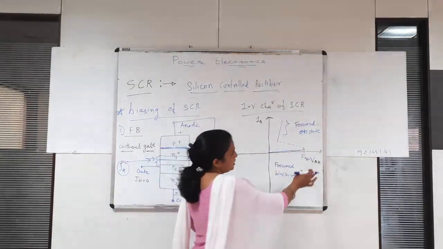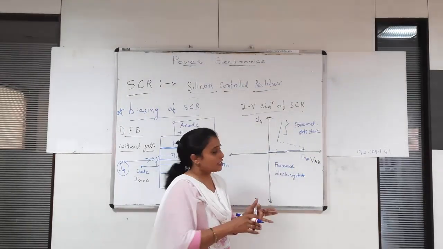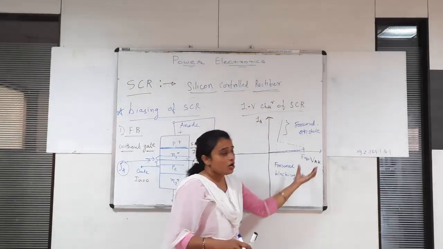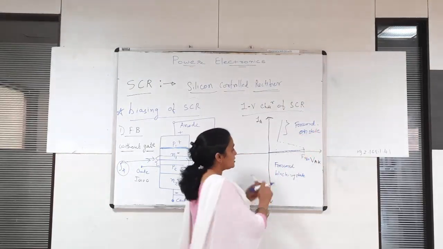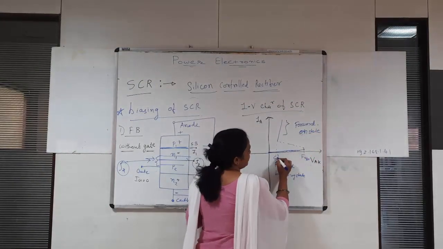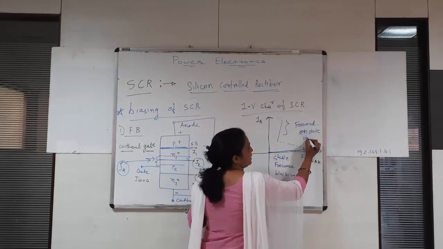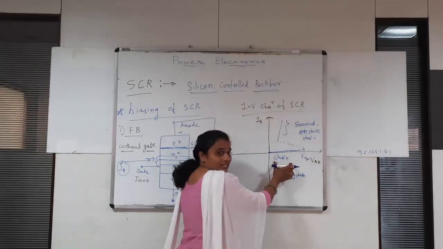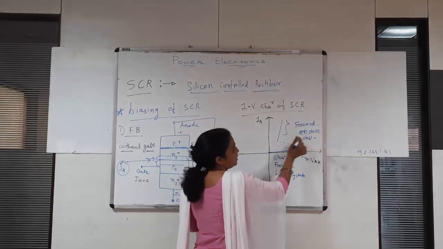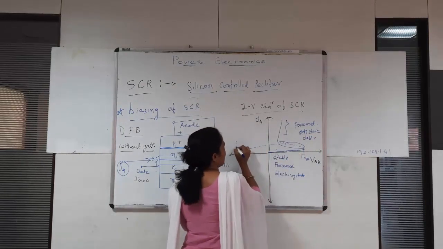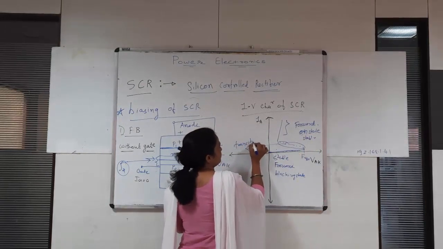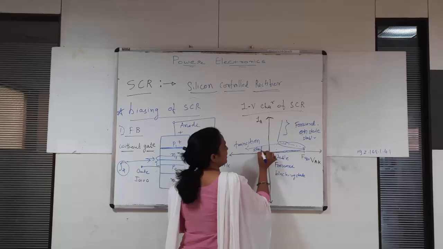Now our SCR suddenly changes its state from the off state to the on state. So this is a stable state, and this one is also a stable state. So it changes from the on state to the off state. So it's called the transition state. So this one is called a transition state.